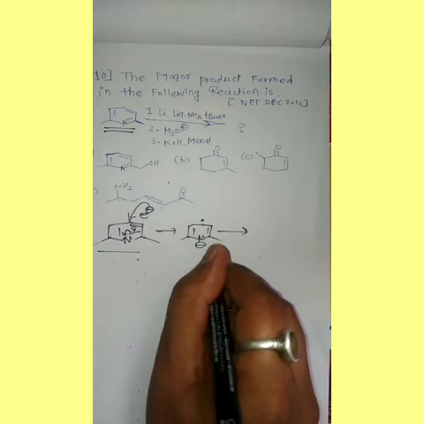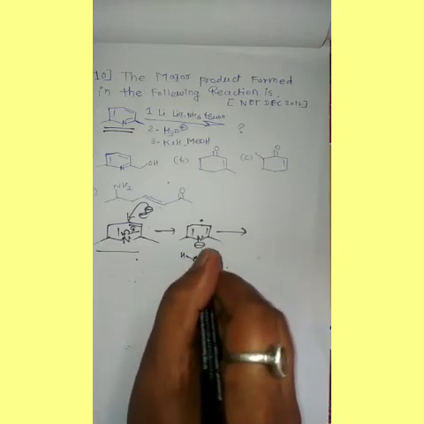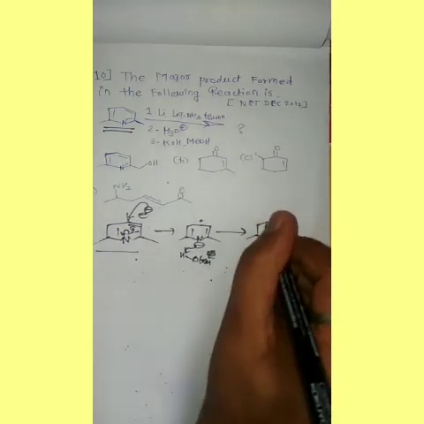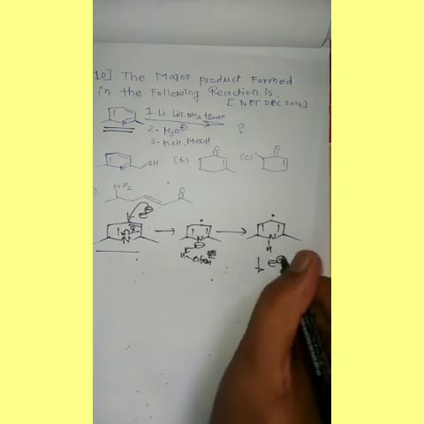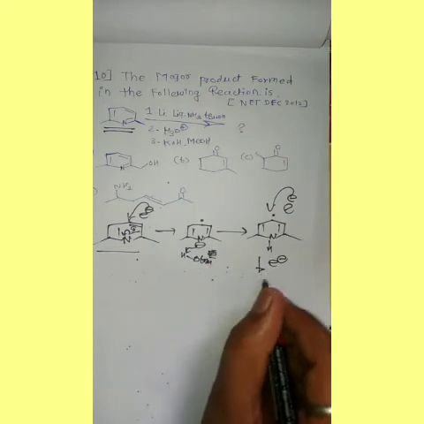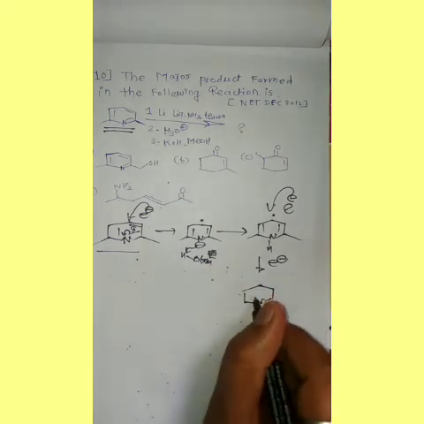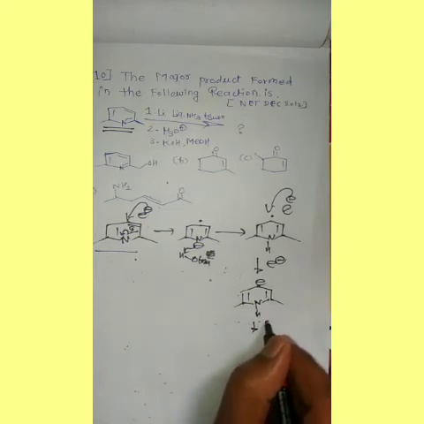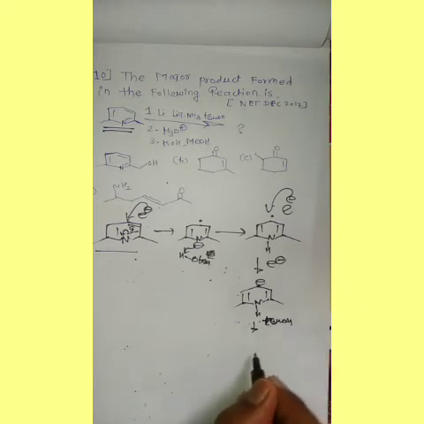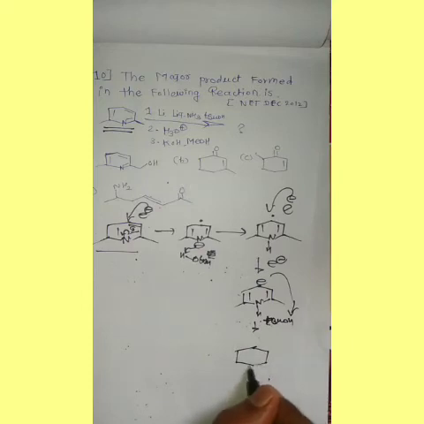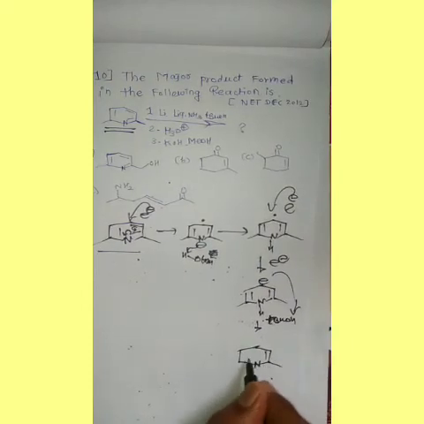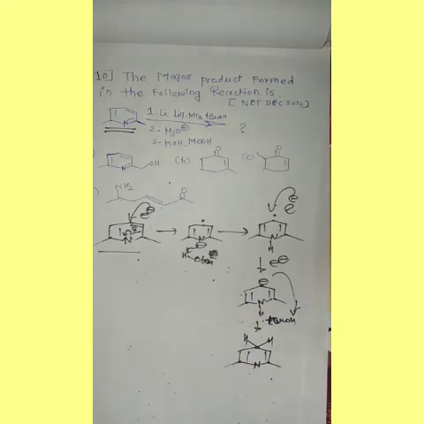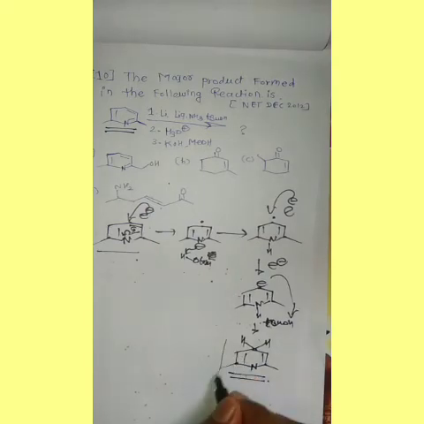It abstracts the proton from tertiary butanol. Again, addition of the second electron at this position. Again it abstracts the proton from the solvent. Now this is up to this step. It is our Birch reduction.